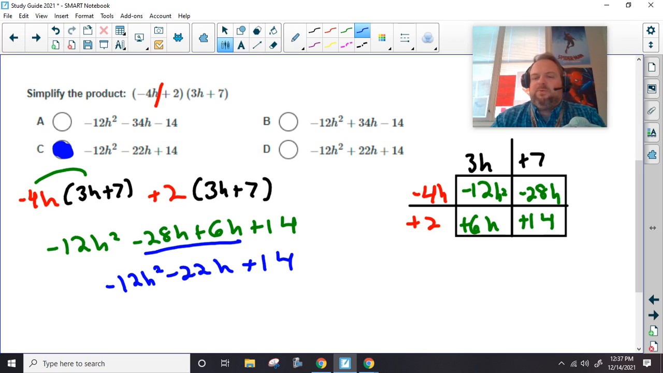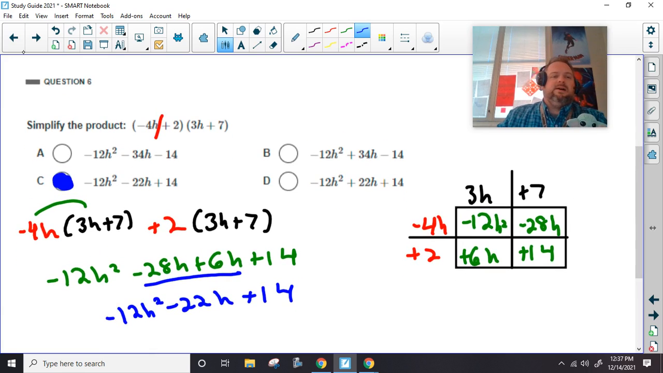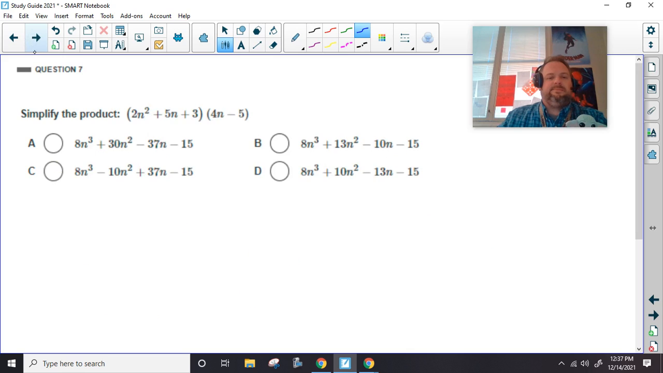So I worked it out both ways, for those that do double distributive and those that do the table method. Either way, there you go. We're good. Which one is this? 6. All right, moving on to 7.